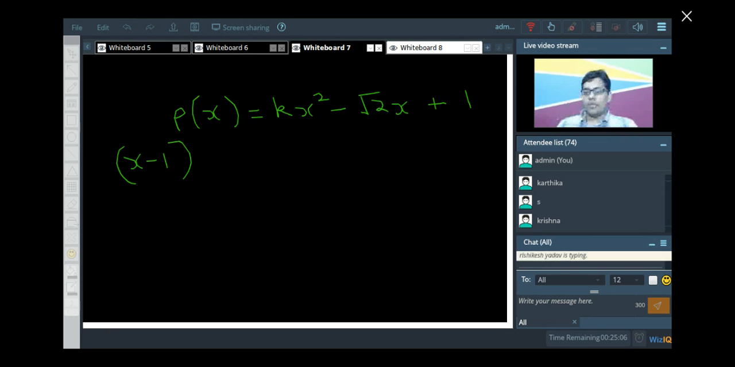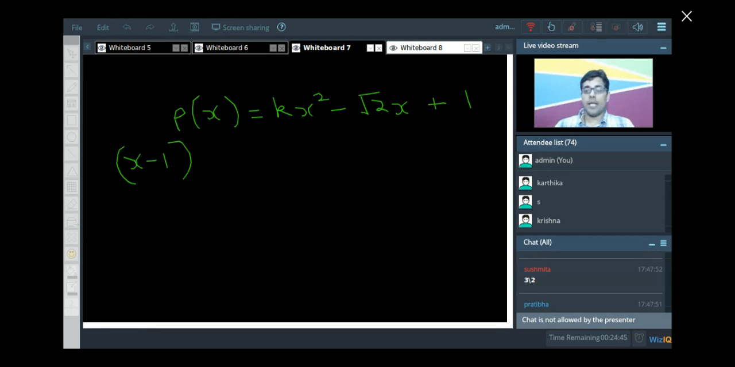Root 2 minus 1, 3 by 2, 4 by 5, 2 by 3, root 2 minus 1, 2 by 3, root 2 minus 1, and so on. Or 2 by 3 here. Okay, the answer is again recorded in front of us, so now we can check it.